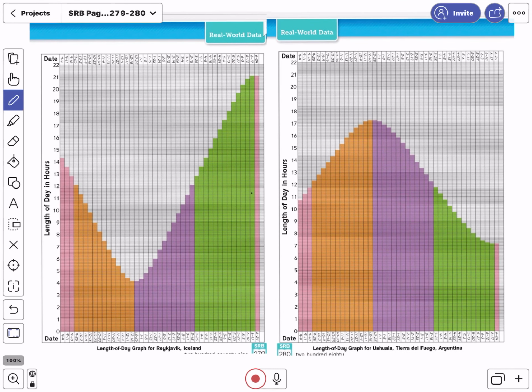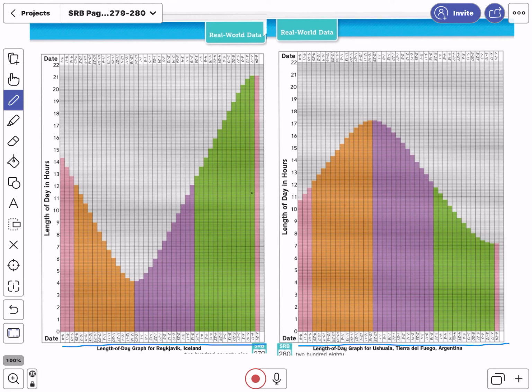You can see the graph on the left is length of day for Iceland, and the graph on the right shows length of day for Argentina. When you look across the bottom, these are dates. It starts with 9/4, that would be September 4th, and it goes to 6/24, which means June 24. Same thing here for Argentina, starts at September 4th, goes through June 24th.